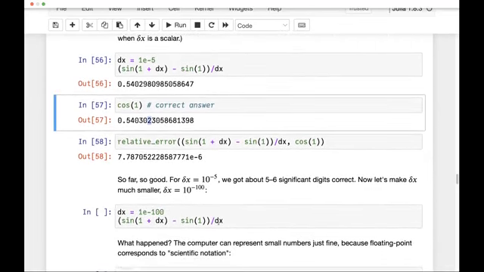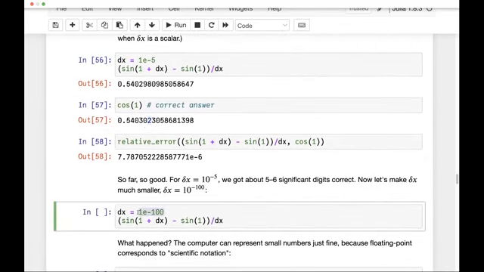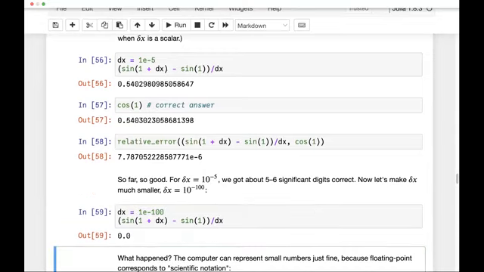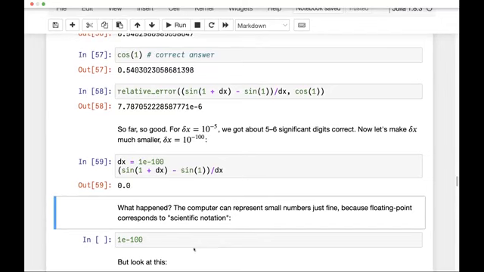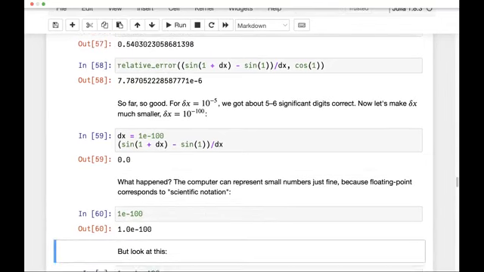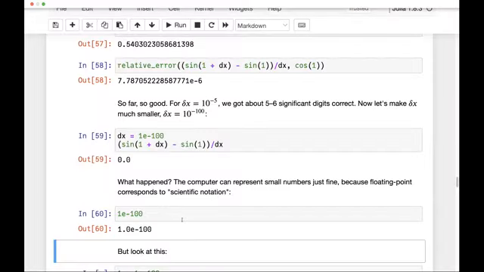And now what happens if you do delta x equals 10 to the minus 100th? Mathematically, that should give a much better answer, but actually it just gives you 0. And the computer is perfectly capable of representing 10 to the minus 100th. It's a floating point: it stores a fixed number of digits and then an exponent. You can think of it as like scientific notation on the computer. So it can store really big and really small numbers, just with a finite number of significant digits.